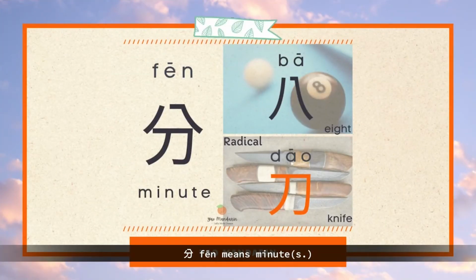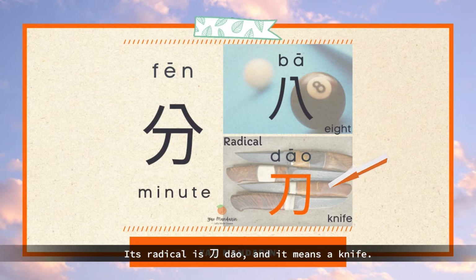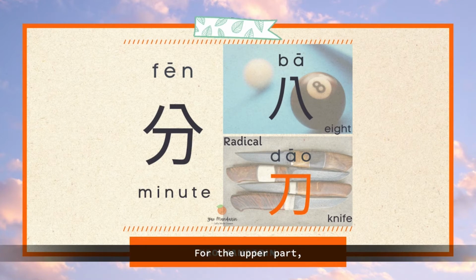Fen means minute. As a verb, fen means to divide. Its radical is dao, and it means a knife. We use a knife to divide. For the upper part, do you still remember ba? I showed you in the previous video, and it is the number 8. To remember fen, divide something with a knife into 8 pieces in a minute.